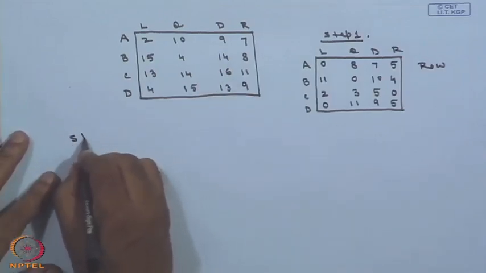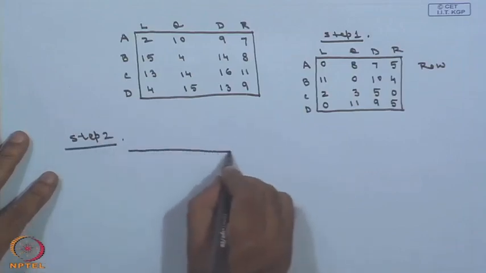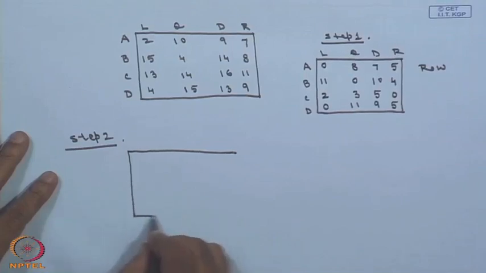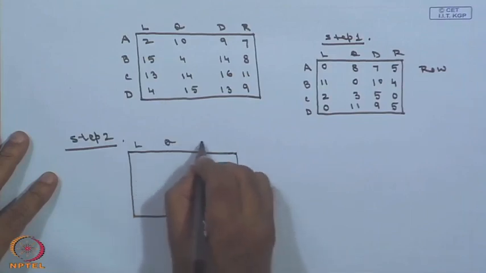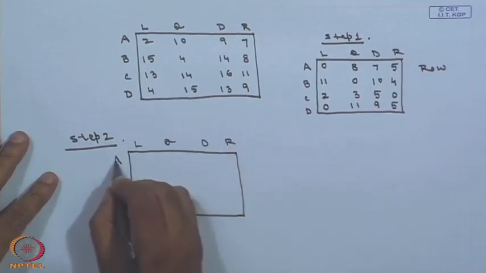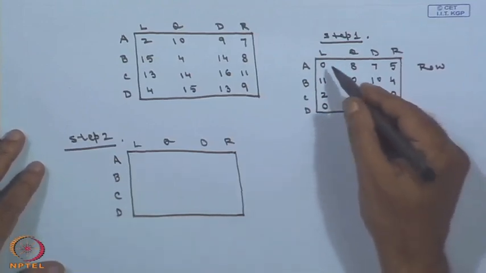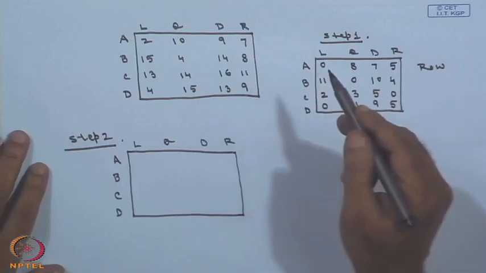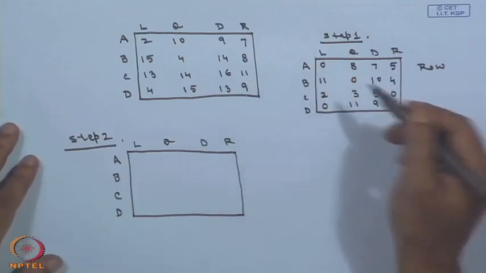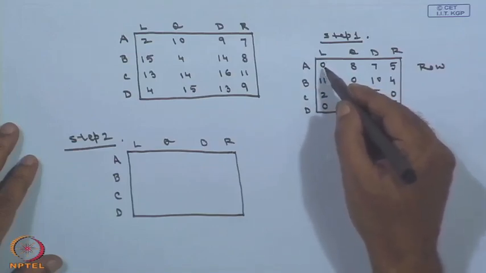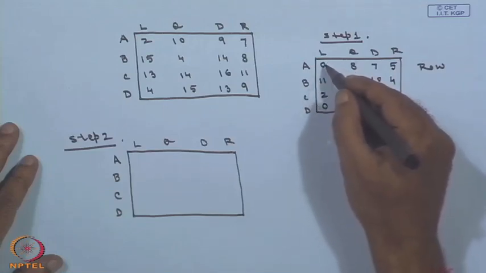In step 2, what will you do? I will subtract from all the columns, that is L, Q, D and R, with A, B, C and D on this side. Now, for each column from the reduced matrix, not from the original matrix, please note it, you have to do the same thing: find the smallest element and subtract it from all the elements. So, already a 0 is there.